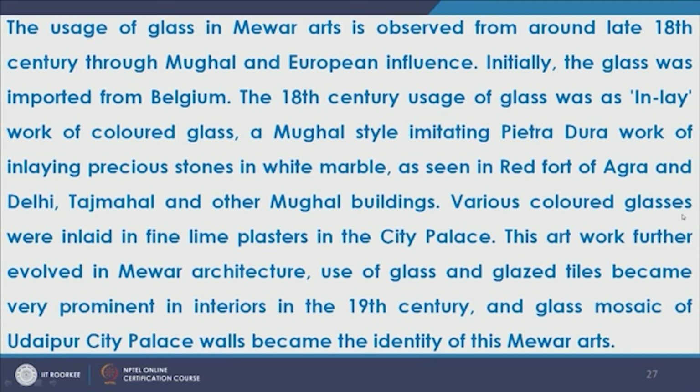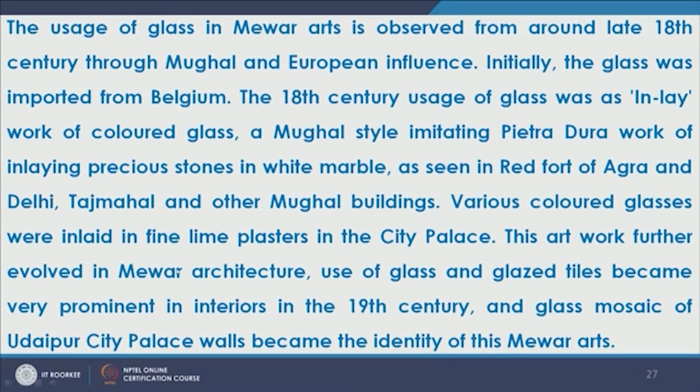Various colored glasses were inlaid in fine lime plasters in the City Palace. So lime plaster, again, was a very traditional indigenous material and it was extensively used in these traditional interior architecture build forms that we have been discussing throughout the course, and lime plaster has its own advantages and great material properties, and there are several books discussing that.